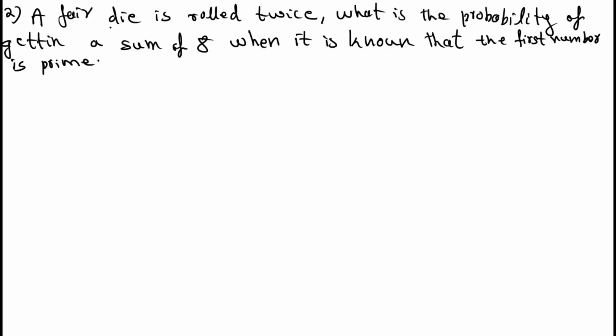See the next question. A fair die is rolled twice. What is the probability of getting a sum of 8 when it is known that the first number is prime? Okay, it's a conditional probability. Why? Because the given data says it is known that. That means that event has already happened.